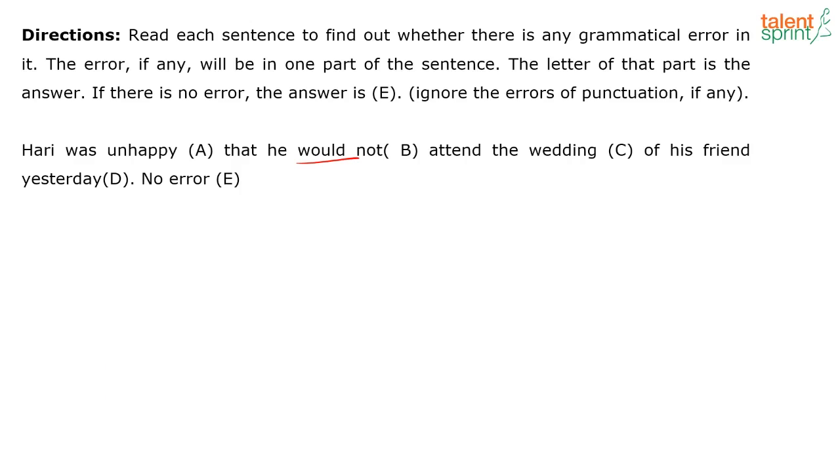And I know will as a modal expresses the meaning of certainty, which means here I don't need the meaning of certainty. The meaning that I need in the context is ability. So what should I replace would with? Which modal brings out the meaning of ability? I need to replace would with could. Hari was unhappy that he could not attend the wedding and not would not attend the wedding, right? So obviously this is an error pertaining to modal.